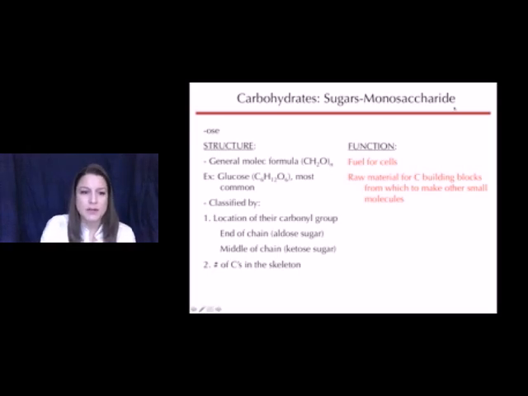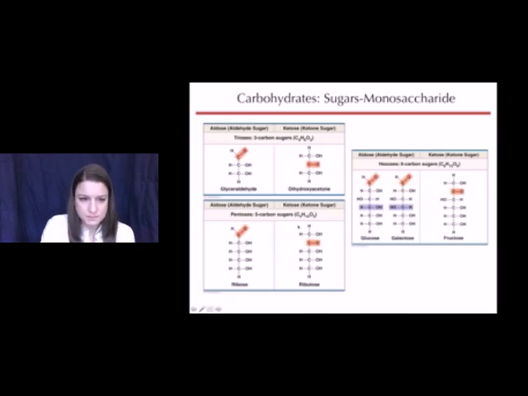And basically you're going to look for their carbonyl group. I can show you here. So here are some carbonyls. Remember, the C double bonded to the O on the end is called an aldehyde, and so this is an aldose. The C double bonded to the O in the middle is the ketone, so this is a ketose. There are different length backbones that carbohydrates can have, all these monosaccharides.